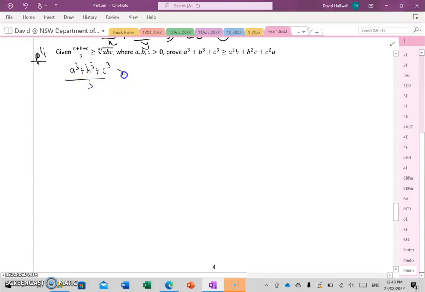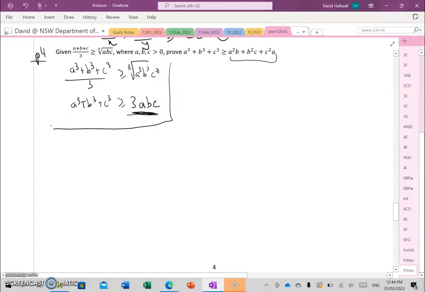And if you use the AM GM for that, that would be the cube root of A cubed, B cubed, C cubed. But you run into a problem. We get this result here of that being 3ABC, okay, and that's completely different to the right hand side over here. And maybe you think, well, I need to show that this is somehow bigger than this right hand side here, but that is extremely tricky and tough to do.